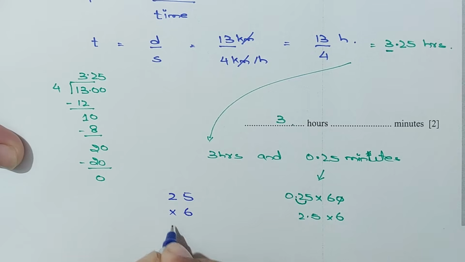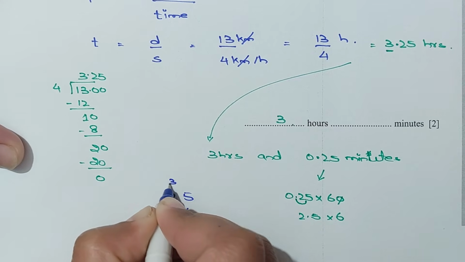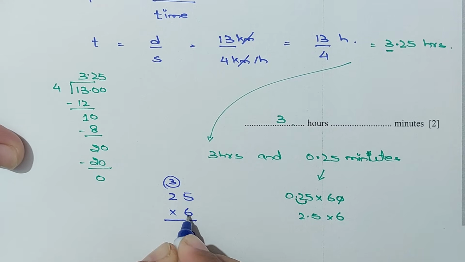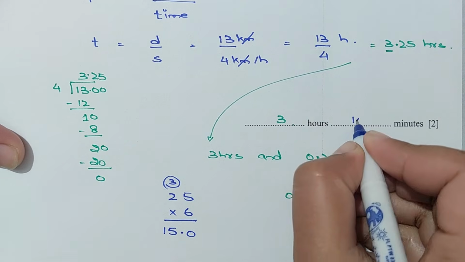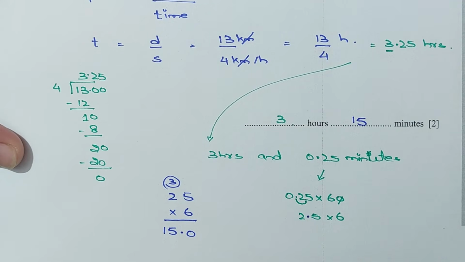2.5 times 6. 5 times 6 is 30. And 6 times 2 is 12, 13, 14, and 15. This is in one decimal, so the answer is also in one decimal, right? After the decimal, just one digit. So this is 15 minutes, so the answer is 3 hours and 15 minutes.